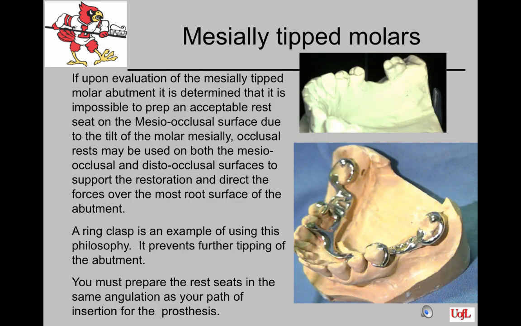If upon examination of the mesially tipped molar, it is determined that it is impossible to prep an acceptable rest seat on the mesial occlusal surface due to the tilt of the molar mesially, occlusal rests may be placed on both the mesial occlusal and the distal occlusal surface to support the restoration and direct the forces over the most root surface of the abutment. A ring clasp is an example of using this philosophy. It prevents further tipping of that molar abutment. You must prepare the rest seats, though, in the same angulation as the path of insertion for the removable prosthesis.